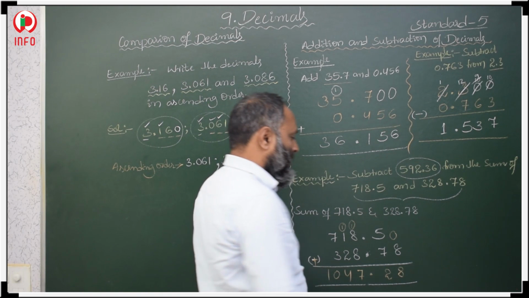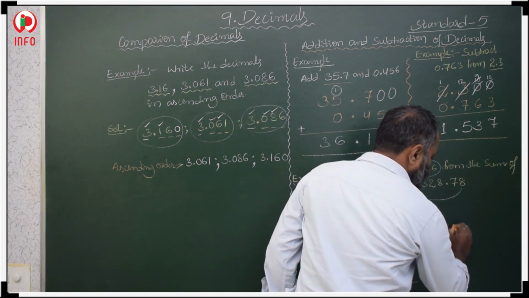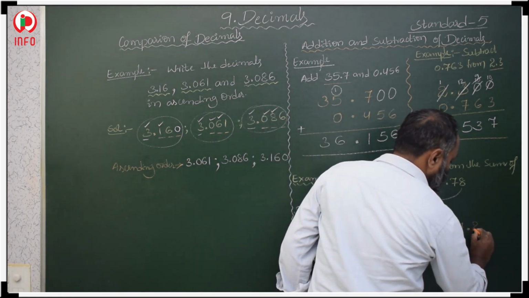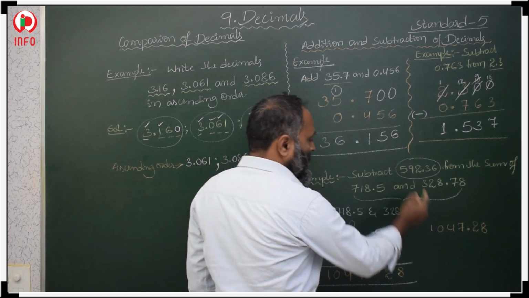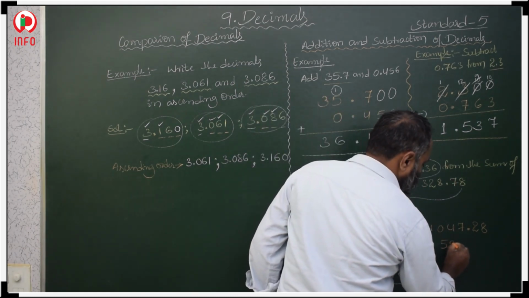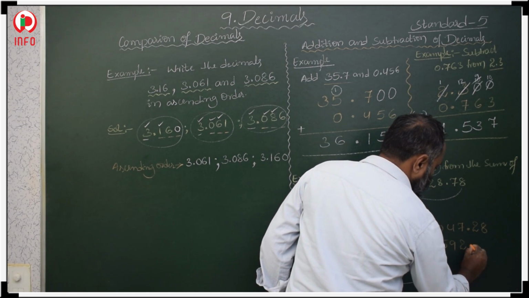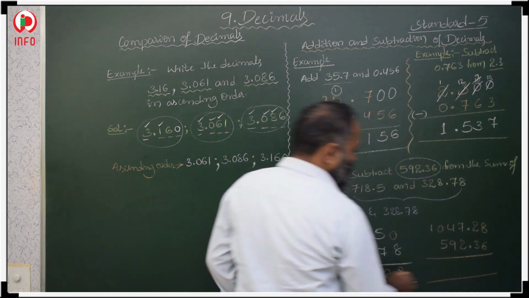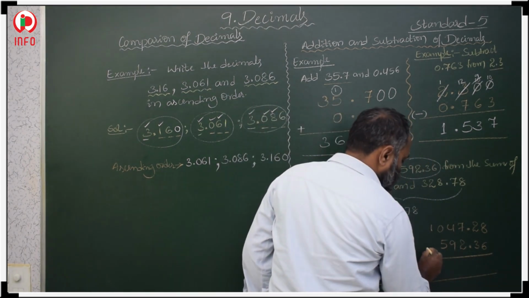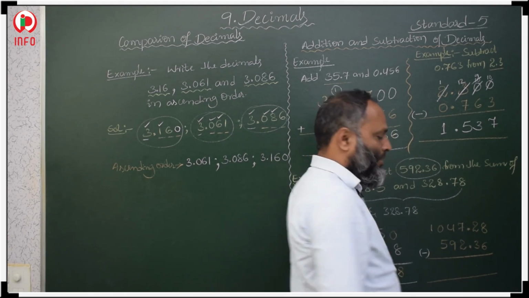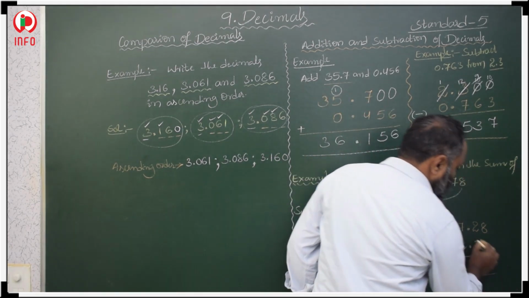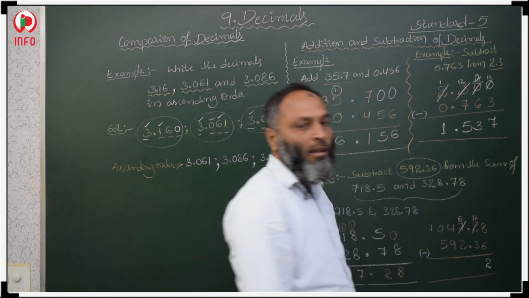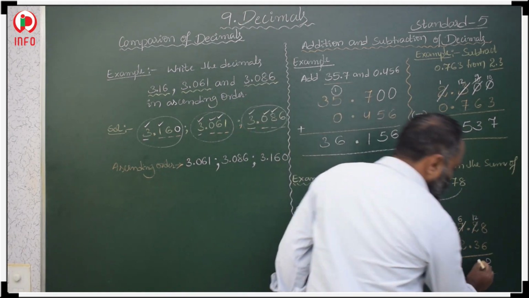592.36. First you take 1047.28. Next 592.36. Now you find the difference. Difference we have to find. 8 minus 6 is 2. Here we cannot subtract, take borrow. It will decrease by 1. Here you will increase by 10. 10 plus 2, 12. 12 minus 3, that is 9.